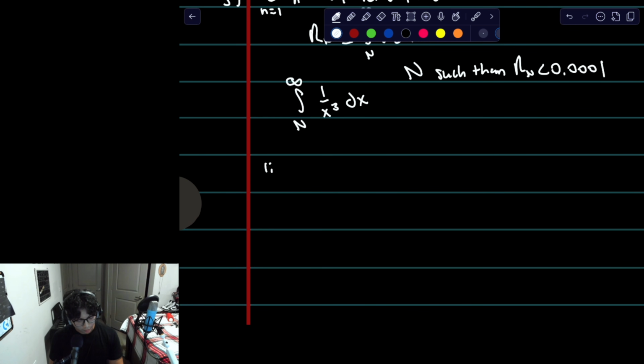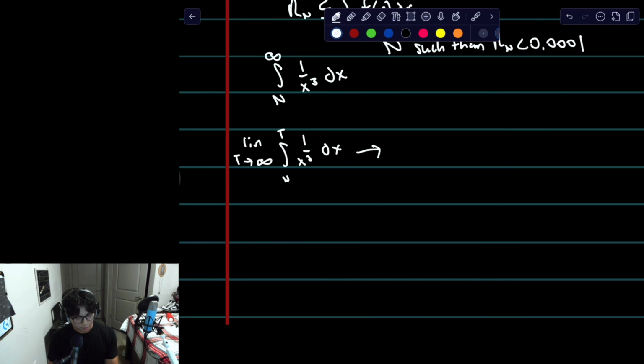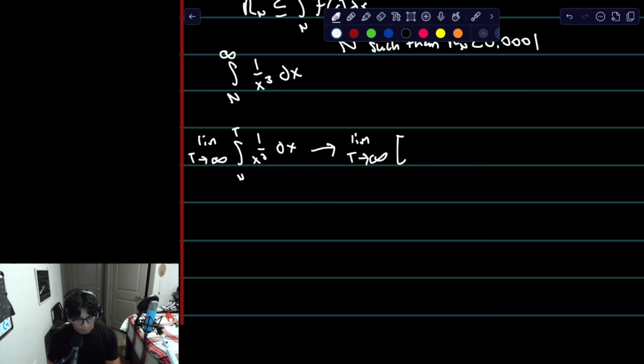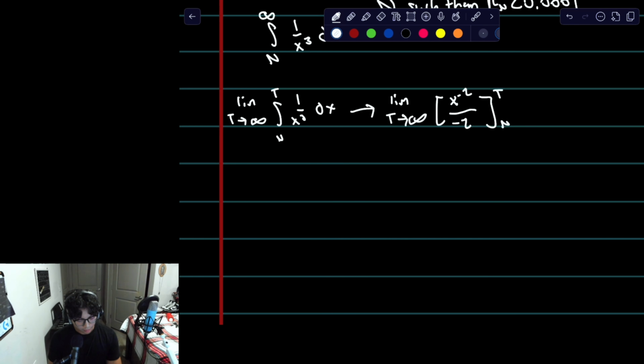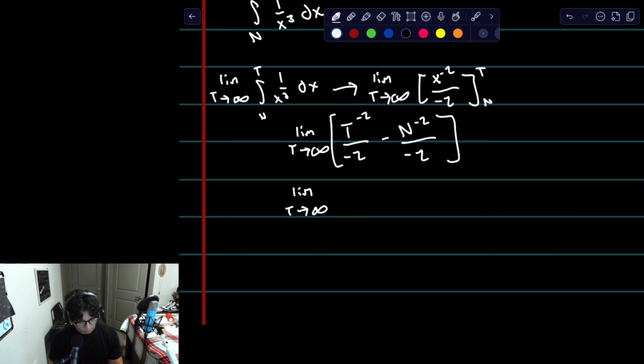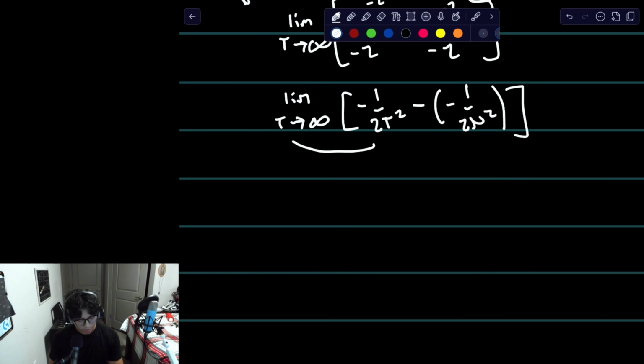Now since this is an improper integral, we'll take our limit as t approaches infinity, replacing the infinity with t, so it's going to be from n to t of 1 over x cubed dx, which then becomes the limit as t approaches infinity of x to the negative 2 over negative 2 bounded from n to t. Now further evaluating it, t to the negative 2 over negative 2 minus n to the negative 2 over negative 2. And we could just rewrite that as the limit as t approaches infinity of negative 1 over 2t squared minus negative 1 over 2n squared, which finally, when we plug in infinity, brings us to 0 plus 1 over 2n squared.